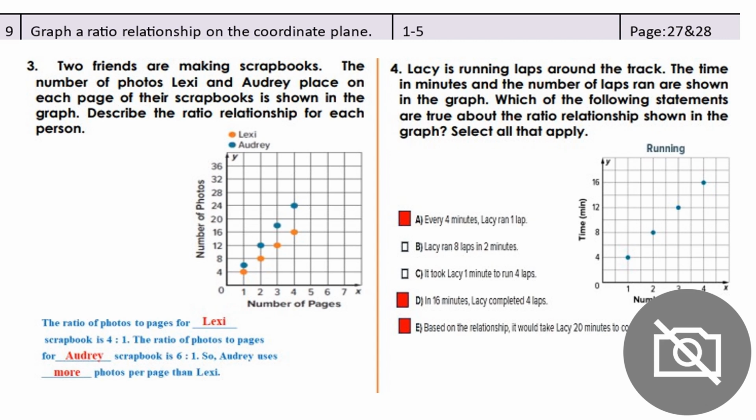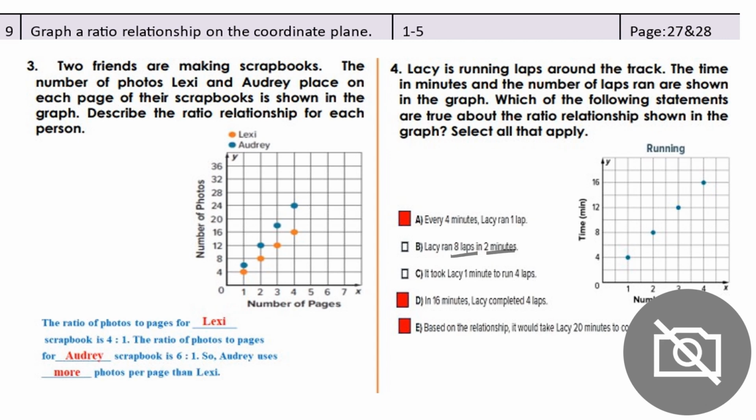Lacy runs 8 laps in 2 minutes. This will be 8 laps in 2 minutes. This is the number of laps, this is minutes. There is a chance to confuse 2 and 8, so don't mark it wrongly. Check what is written on the y-axis and what is written on the x-axis. In 2 minutes she cannot run 8. This is 2 laps in 8 minutes. If it is given 2 laps in 8 minutes, then this will be true.